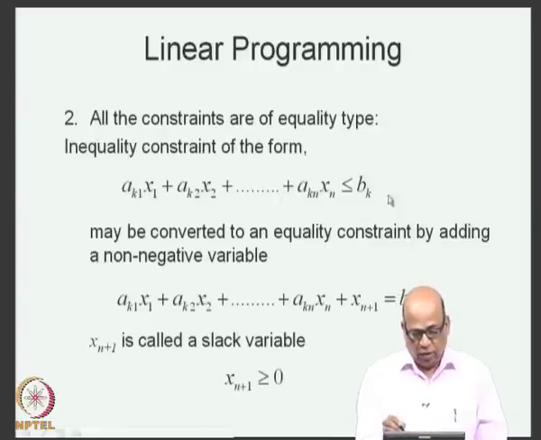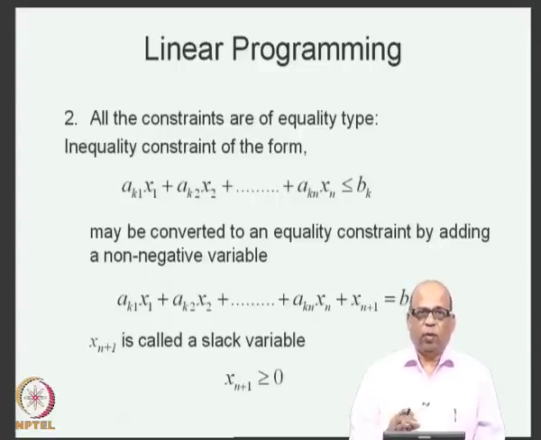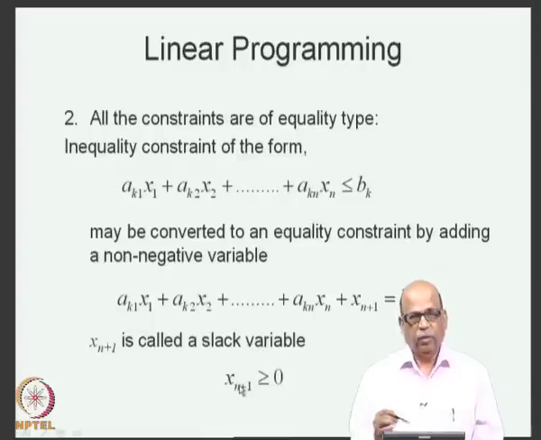So, the inequality constraint of the type less than or equal to, we convert it into an equality constraint by adding a non-negative variable, and this non-negative variable is called a slack variable. So, x n plus 1 which you added, which was not there in the original problem, but you added as an additional variable, that is called the slack variable, that is x n plus 1, and that will be non-negative.